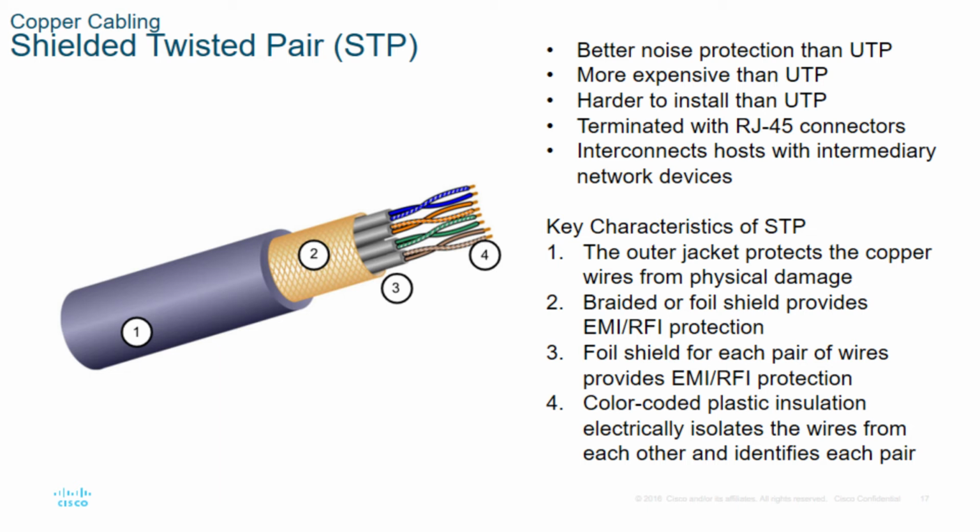So the numbers in this figure identify some key features. Number one is the outer jacket, number two is the braided or foil shield, number three is the foil sheets, and number four is the twisted pairs.